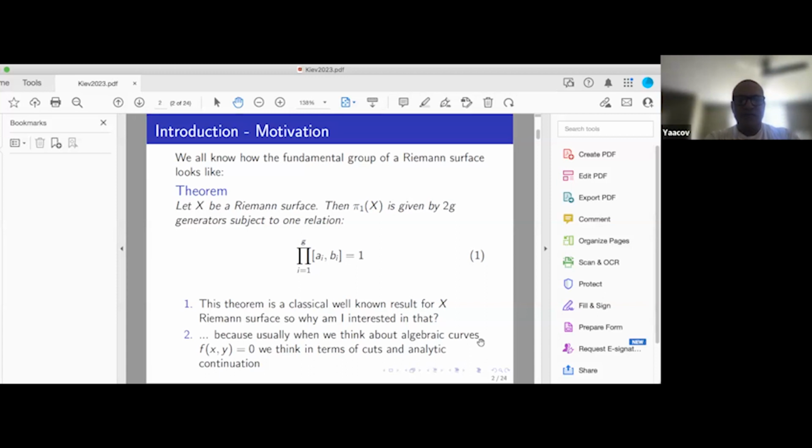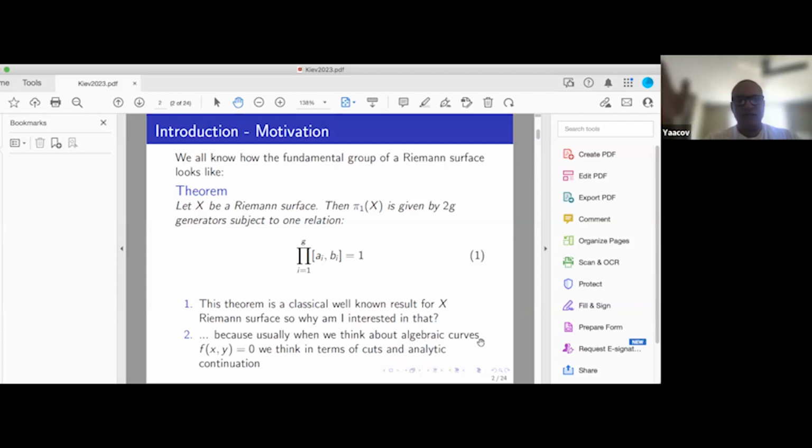So why am I interested in that, right? Why do I care? Because usually when we think about algebraic curves, we think about equations, and we think in terms of cuts and analytic continuation. And of course, you have the picture to show you, but I have never seen a hard formal proof, at least in the literature, that I can start with pictures and end up in an effective way with this a_i b_i.